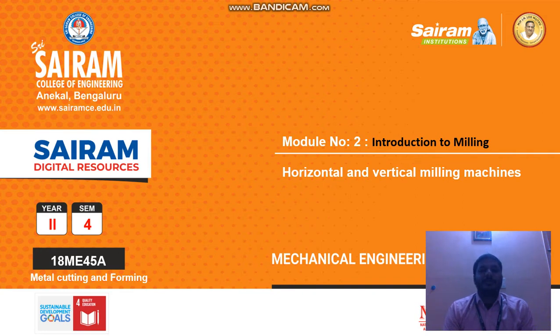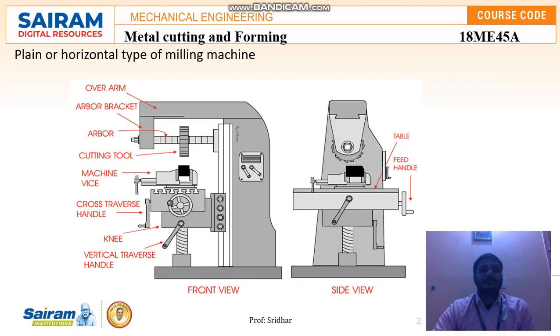Now we're going to discuss initially the horizontal milling machine, called a plain or horizontal type of milling machine. In the horizontal milling machine, the spindle position is horizontal, so the machining takes place horizontally when we place the workpiece. That is one of the major advantages of this machine because of the spindle position.